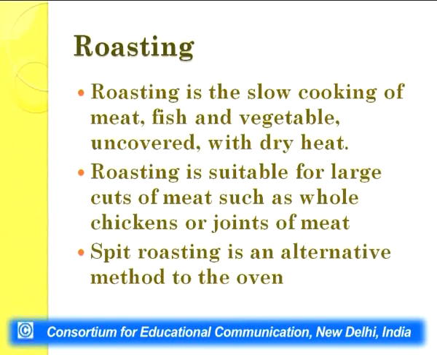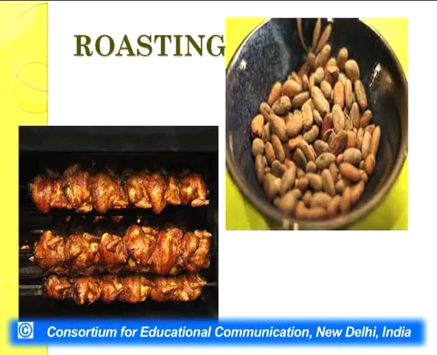Next is roasting. Roasting is the slow cooking of meat, fish and vegetables uncovered and with dry heat. Roasting is suitable for large cuts of meat such as whole chickens or joints of meat. And spit roasting is an alternative method to the oven. We also roast dry fruits, and it is done on sand or sometimes we use coal also.